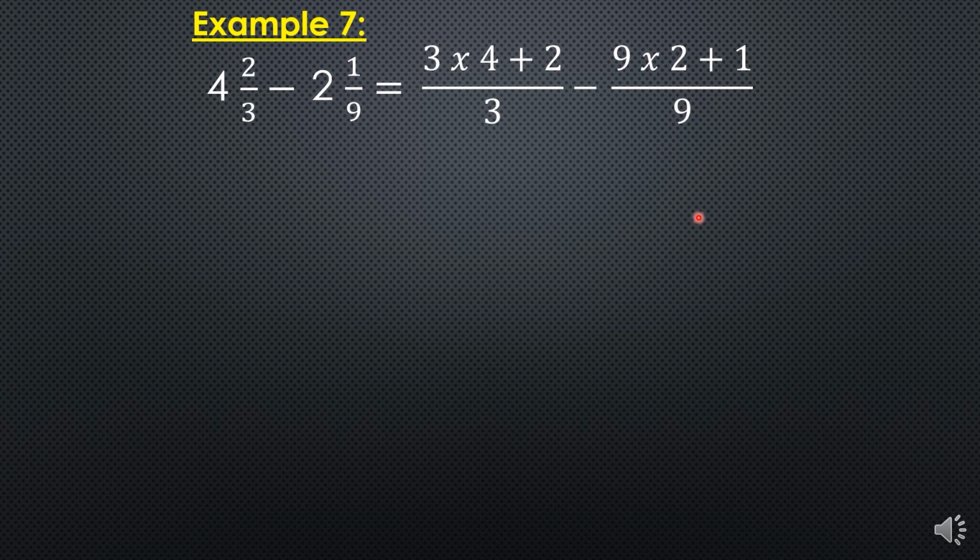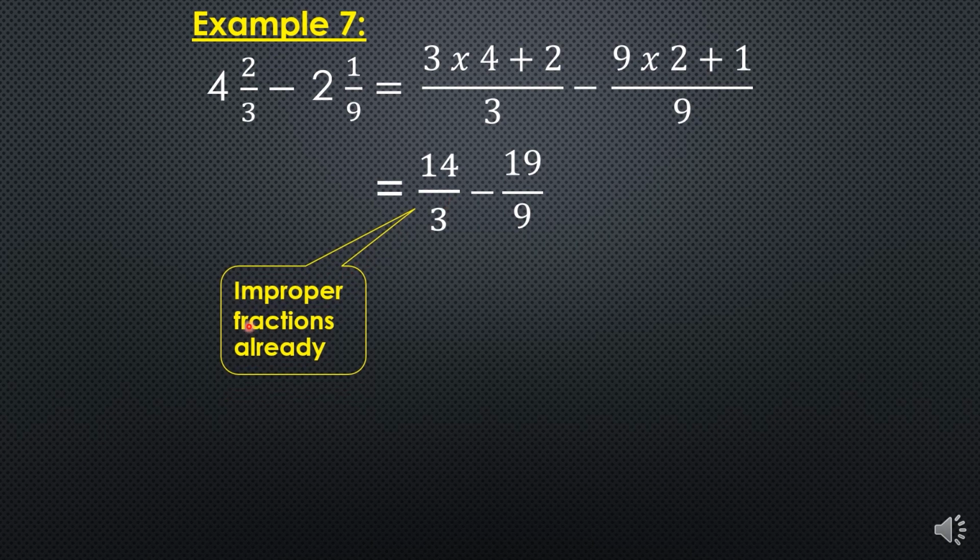Continue. 3 times 4 equals 12, plus 2 equals 14 over 3, minus 9 times 2 equals 18, plus 1 equals 19 over 9. Now these are already improper fractions. Next, let's change the denominators.